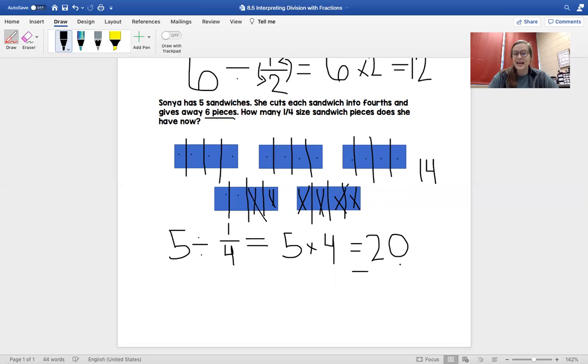So now I need to take away 6. And if you need to regroup, if you can't do it in your head, you totally can. That 0 becomes a 10 and the 2 becomes a 1. And you have 10 minus 6 is 4 and 1 minus 0 is 1. Either way, you still are going to get the answer 14. It just depends on which way works best for you.